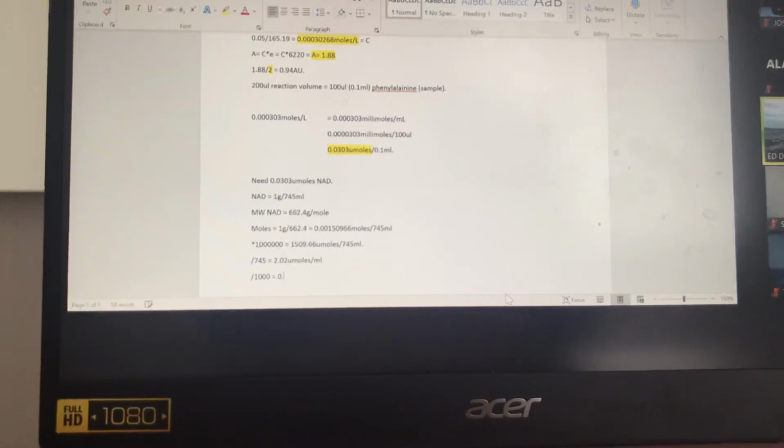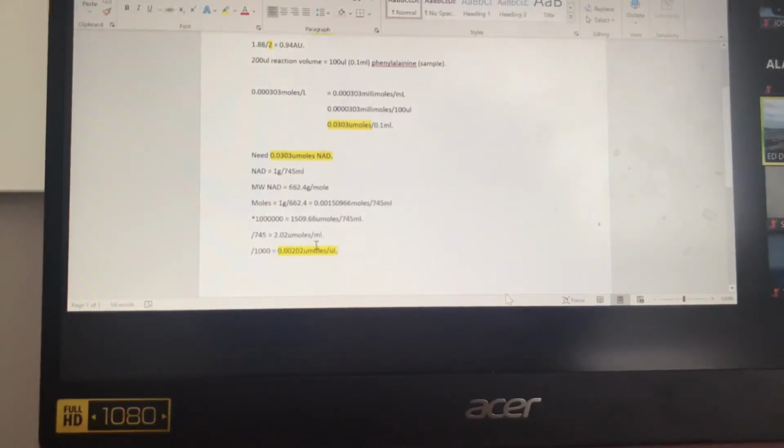And you end up with 0.02 micromoles per microliter. So again, that's the number we need, and that's the number we have in every microliter. And so the first thing to note, of course, is this number is smaller than this number. So we need more than 1 microliter.